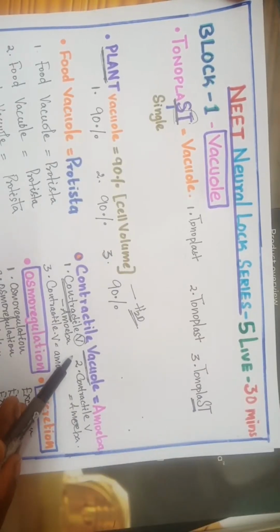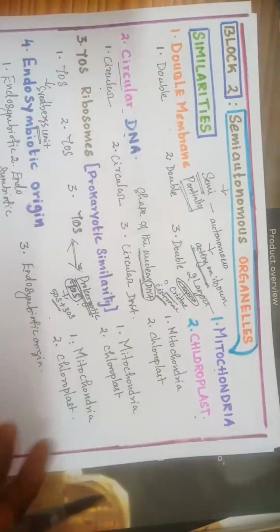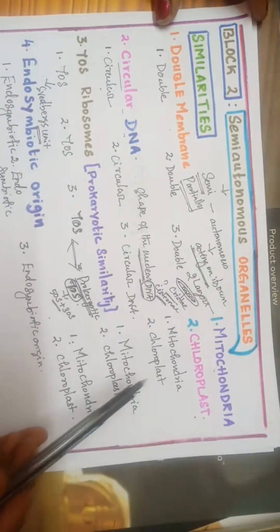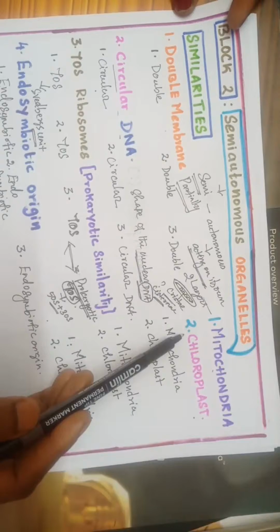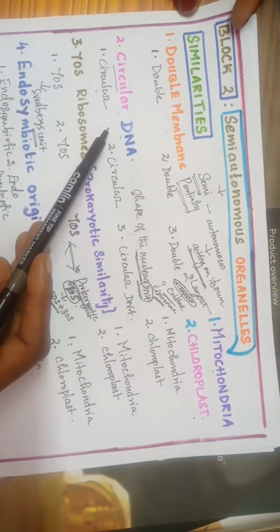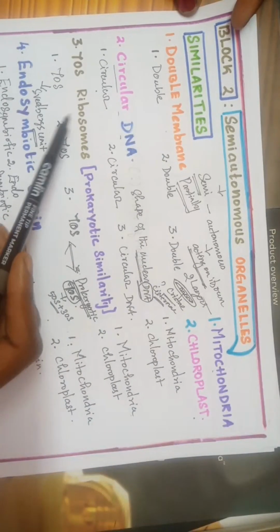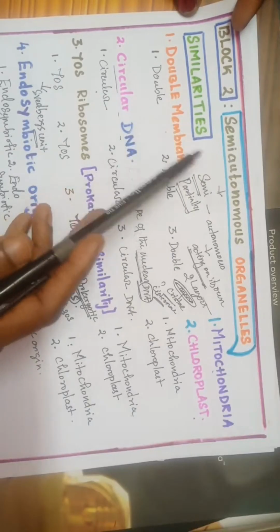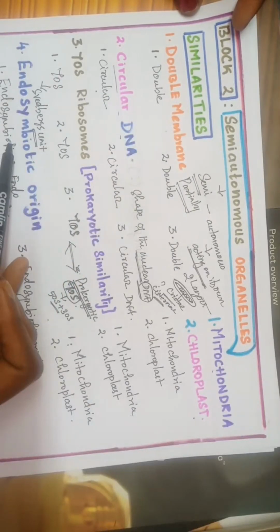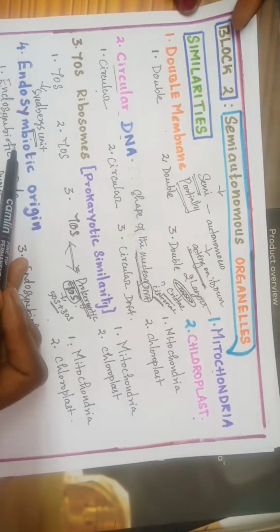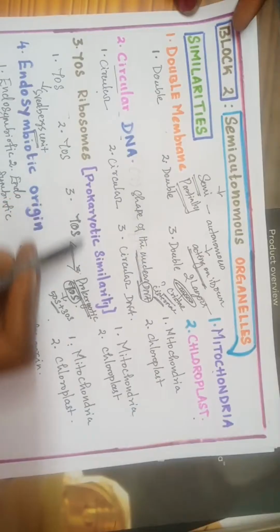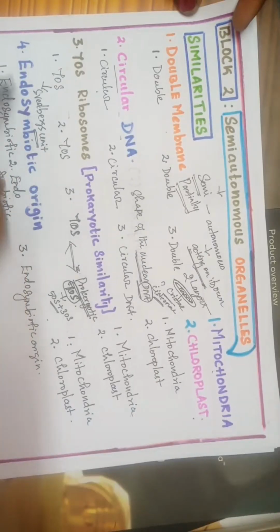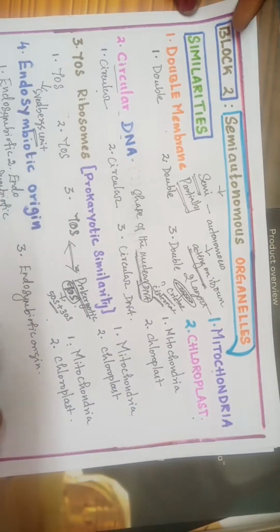What is the function of contractile vacuole? Osmoregulation and excretion. Then we did semi-autonomous organelles, that is mitochondria and chloroplast. The reason for them to be semi-autonomous is their own circular DNA and 70S ribosomes. They are double membrane organelles. These are the similarities. Both have relationship to endosymbiotic origin. Then the 70S ribosomes show prokaryotic similarity. That is why they are included in endosymbiotic origin.